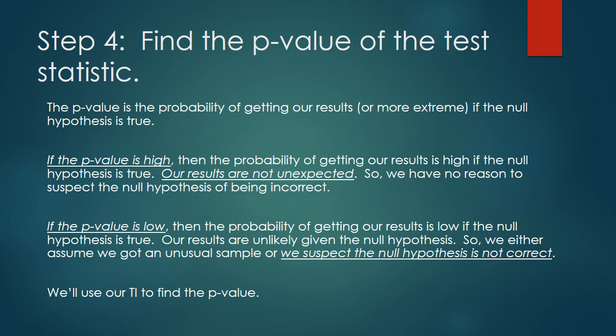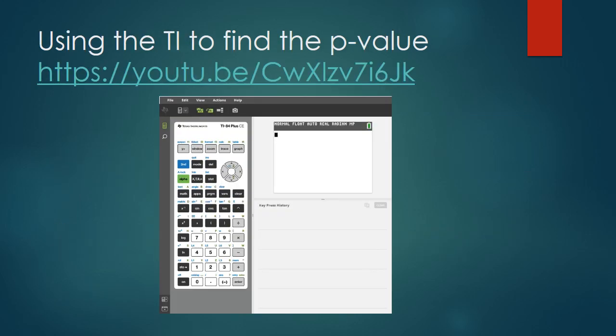We support or fail to support. We never know truth just from a hypothesis test. We have to do more, but we can support or fail to support. Now to find that p-value, we're going to use our TI. And here's the video for using the TI to find the p-value.